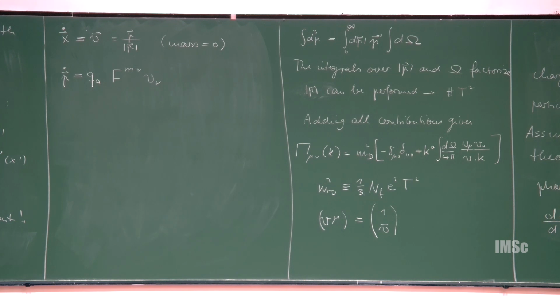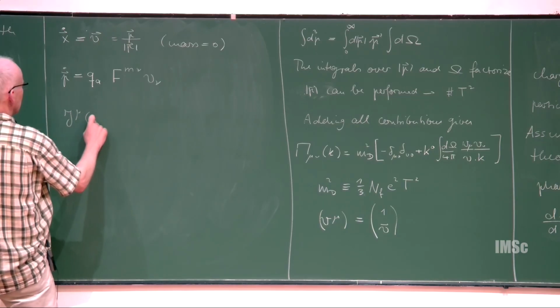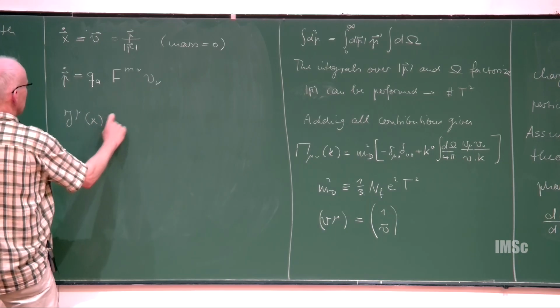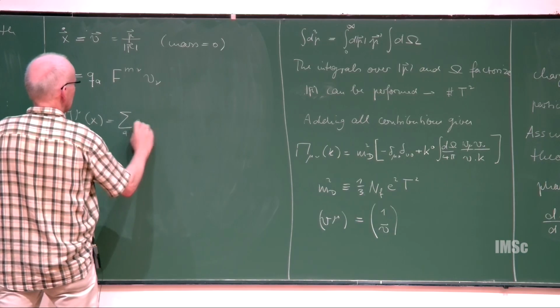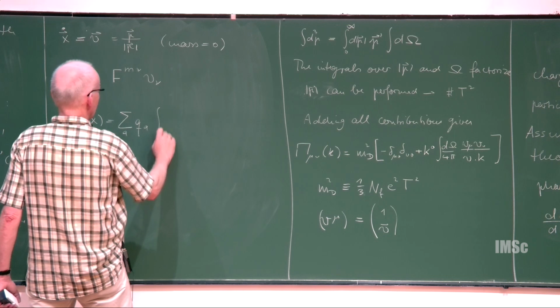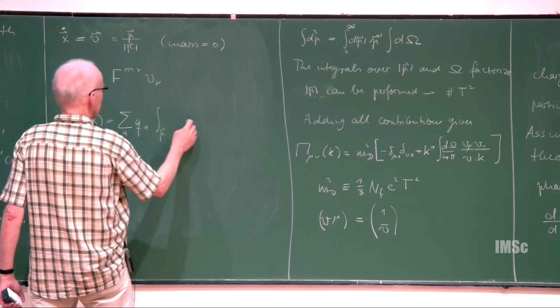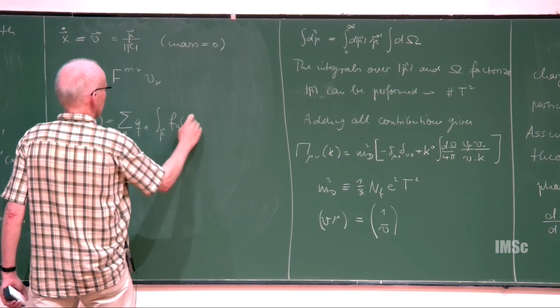So that is the equation of motion for the momentum, and then we finally need the electric current in terms of the phase space density. So J^μ(x) is equal to, well, now we sum over all the species in the plasma, q_a, and then integrate over the momenta p of the phase space density f_a(x, p).